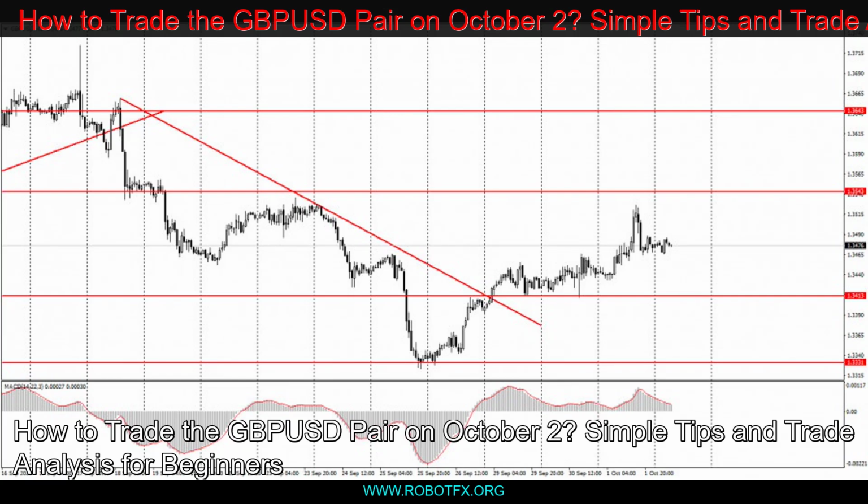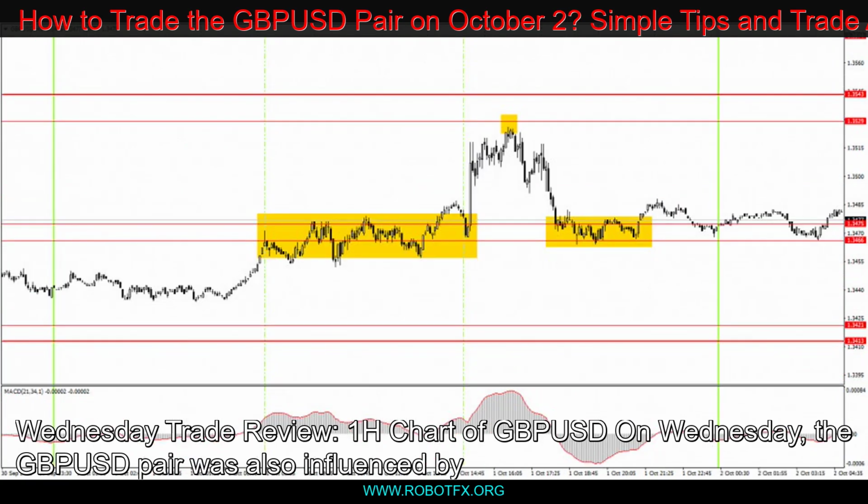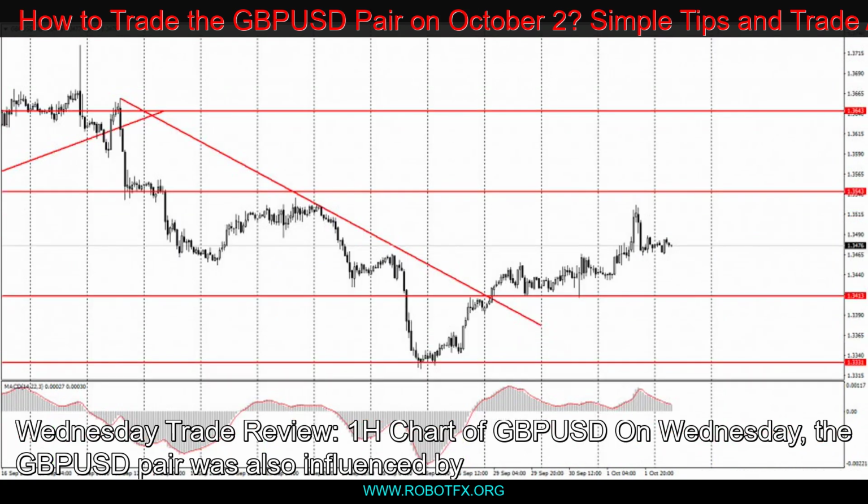How to trade the GBPUSD pair on October 2. Simple tips and trade analysis for beginners. Wednesday trade review. 1H chart of GBPUSD on Wednesday. The GBPUSD pair was also influenced by macroeconomic factors.